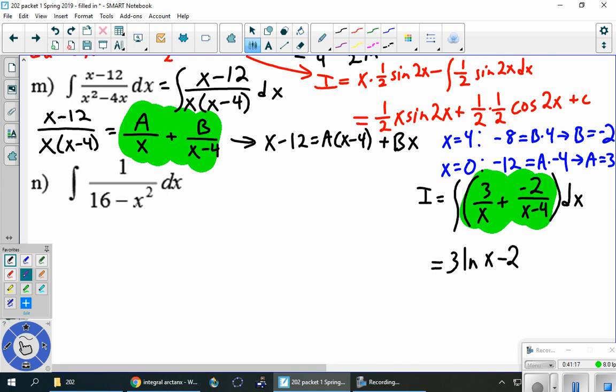And then the integral of 1 over x minus 4 dx technically is a u substitution. You should pause the video here and write down the details if you need them for that u substitution. I'm just going to write my answer. It's ln of x minus 4. Again, absolute value, but I'll just put parentheses and then plus c.